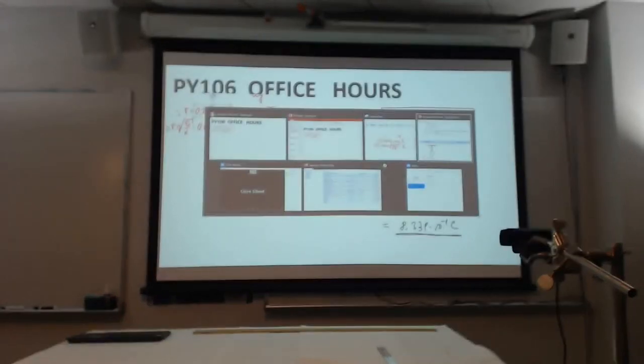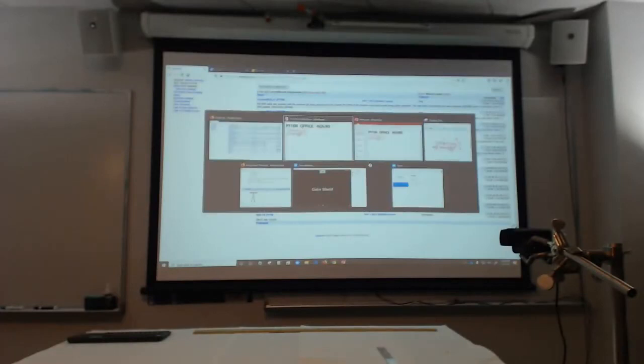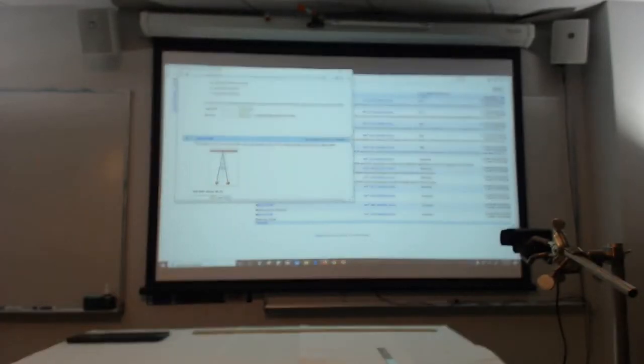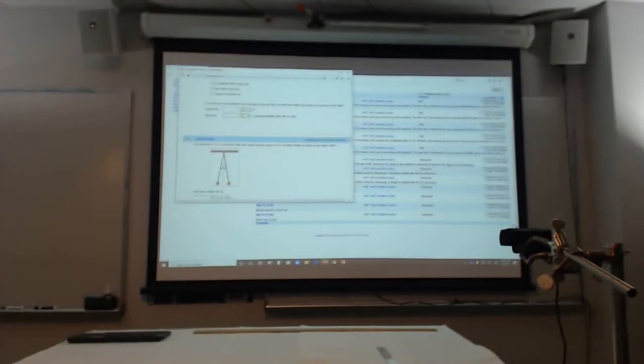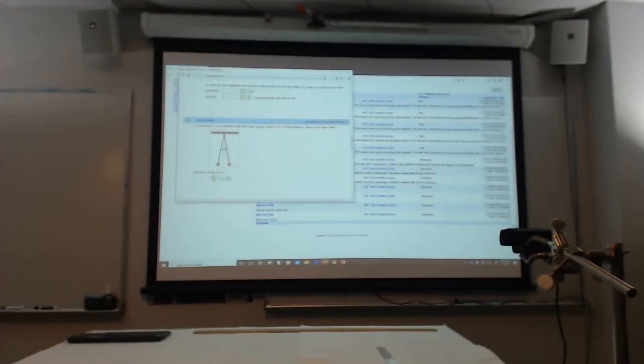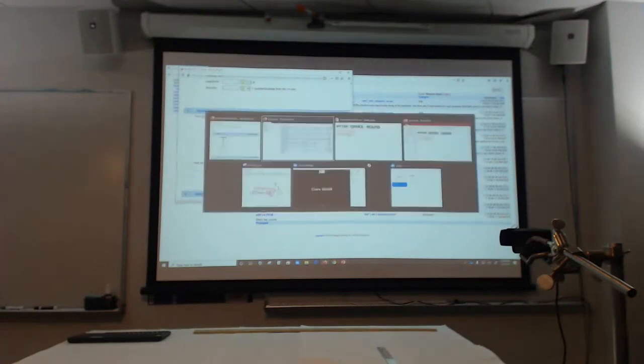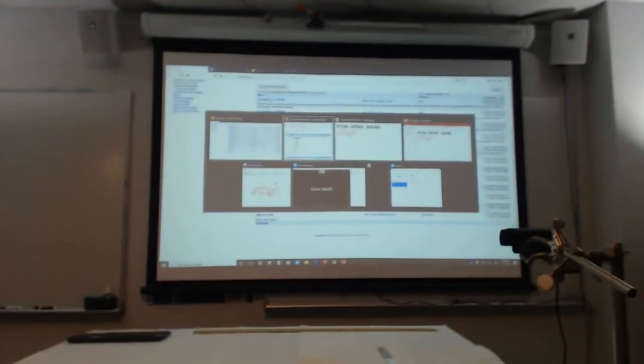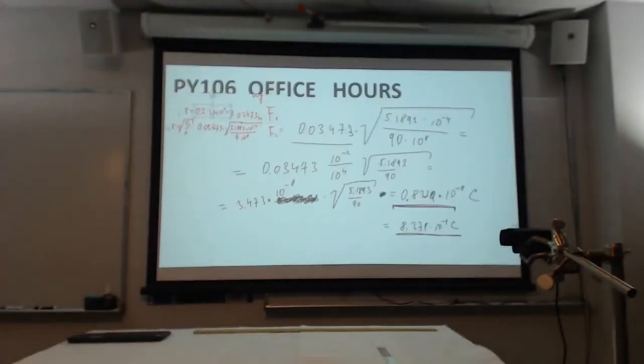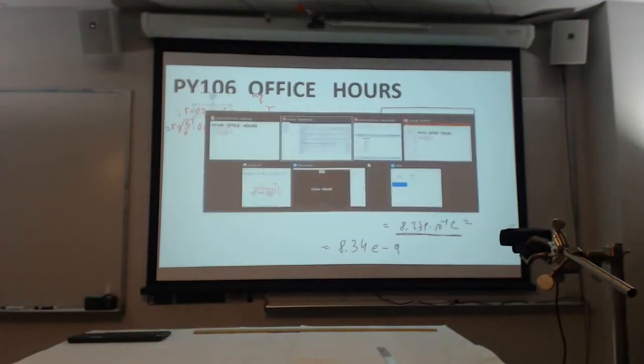Does it matter in WebAssign how I answer it? The answer is supposed to be written like this. I can't really see the result word. So this is 8.34 e negative 9. Okay, try that.